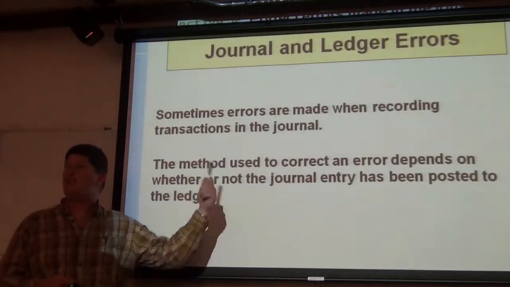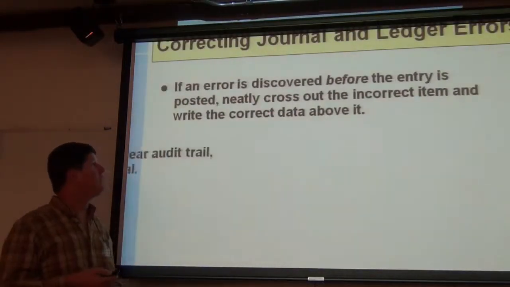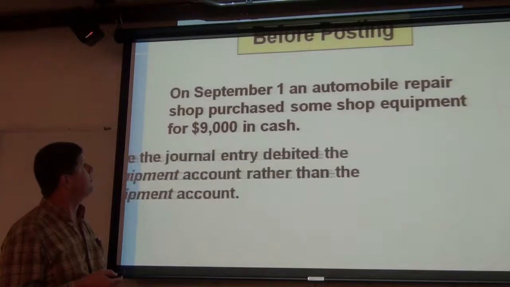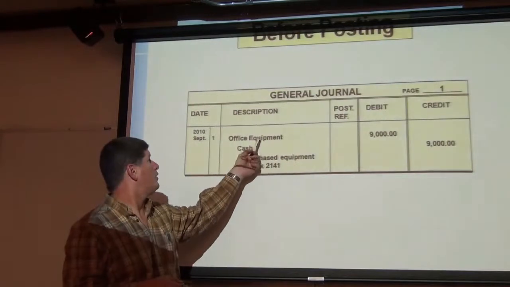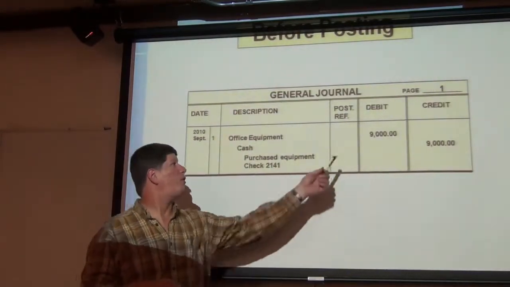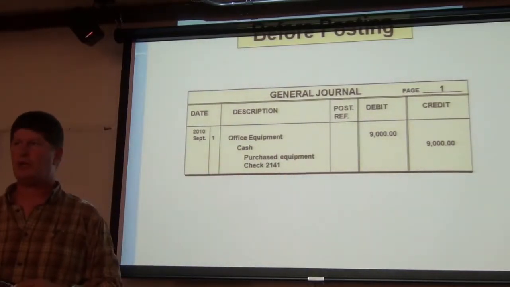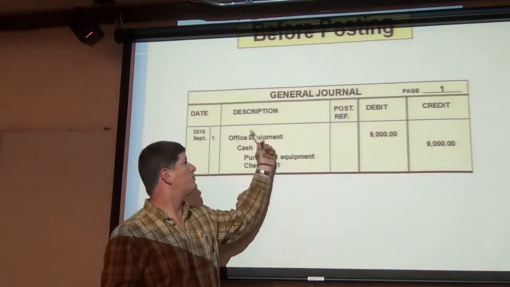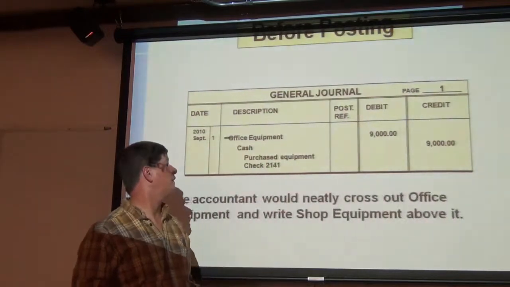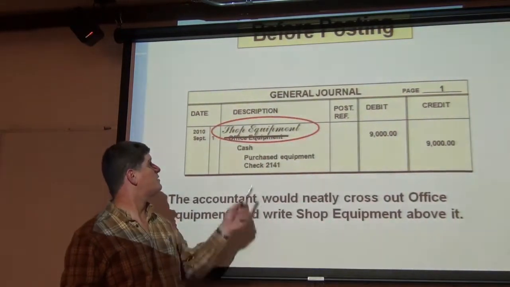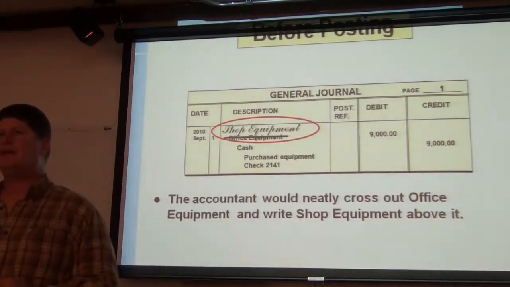Depending on when you catch the error, you'll do one of two things to fix it. Here's the entry: office equipment, cash. Have we posted this anywhere? No. If we catch it before it gets posted to the general ledger, we can draw a line through this and write in the correct account name up here. Cross it out and write in the correct account name. So instead of office equipment, it's shop equipment. Okay? I just went over one of the homework things.